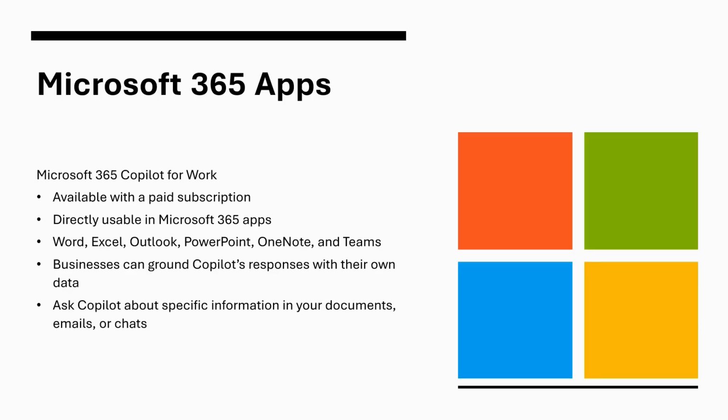Copilot for Microsoft 365 is a new feature available with a paid subscription. It can be used directly in Microsoft 365 apps like Word, Excel, Outlook, PowerPoint, OneNote, and Teams. Businesses can even ground Copilot's responses with their own data, allowing you to ask Copilot about specific information in your documents, emails, or chats. Whatever your account has access to, it can return answers on.